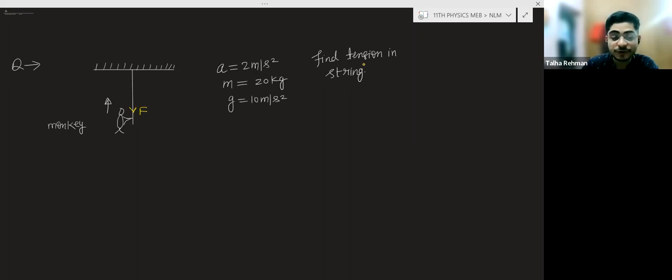Now we will draw the free body diagram of the monkey. This is the monkey. This monkey has this rope, so this rope will apply an equal and opposite force, and that will be the tension in the rope, and here will be the mg of the monkey in this direction, and the monkey is going in the upward direction.